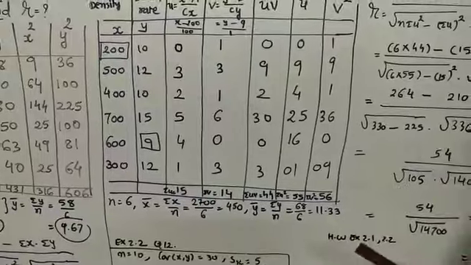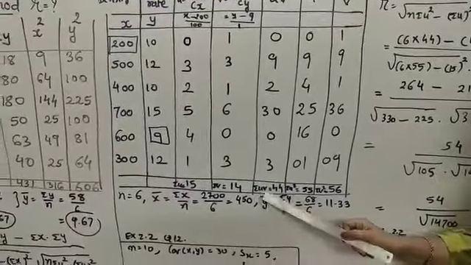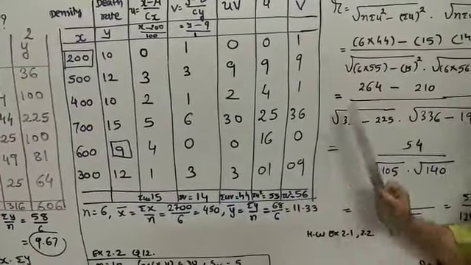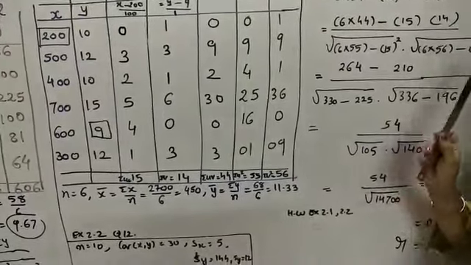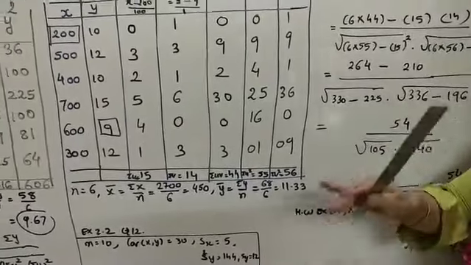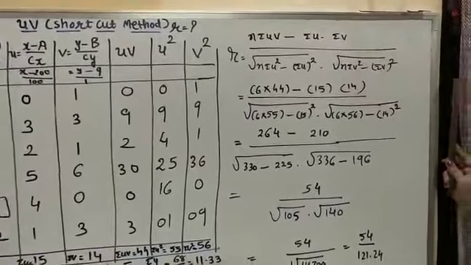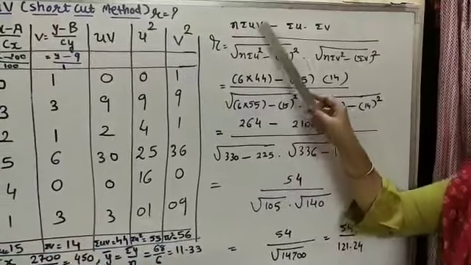So it would be easy for you to substitute in the formula. So sigma UV is 44, sigma U square is 55, sigma V square is 56. Now the sum is ready. I am just going to put it into this main formula. The formula is already written by me. Let me substitute. N means 6 into sigma UV.